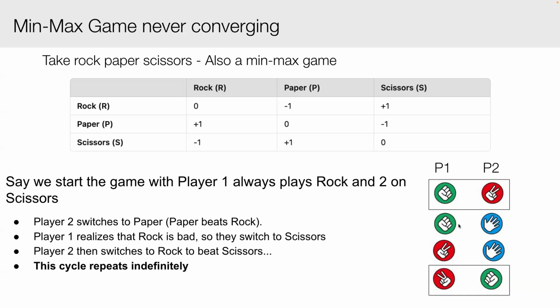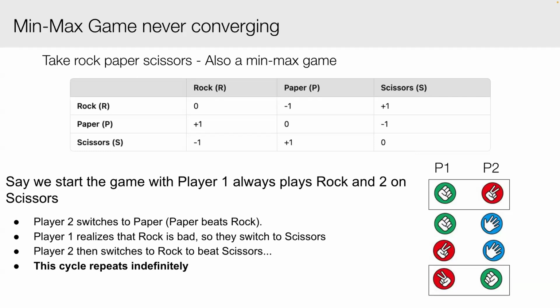Player 1 is seeing this, and now it's player 1's turn to change strategy. So it goes to scissors. It wins the game because player 2 is fixed at paper. And now player 2 is like, okay, rock beats scissors. Now you see we're back at square one, just flipped. So we're going to keep cycling through these possibilities. In other words, this min-max game never converges. Does this make sense, by the way?